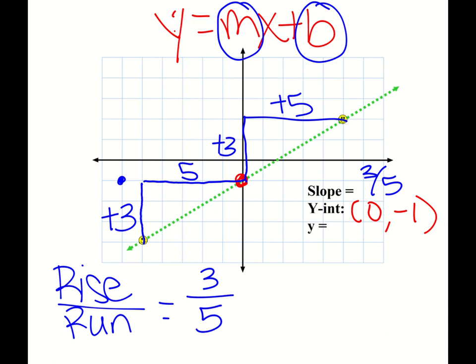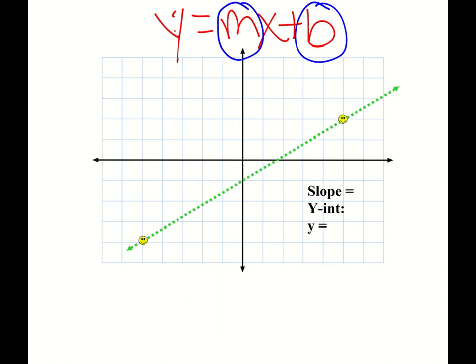So then I just need to put it all together. I'll write it down here. So my slope-intercept equation would be y equals 3/5 x, because that's my slope, and then minus 1, which is my y-intercept.